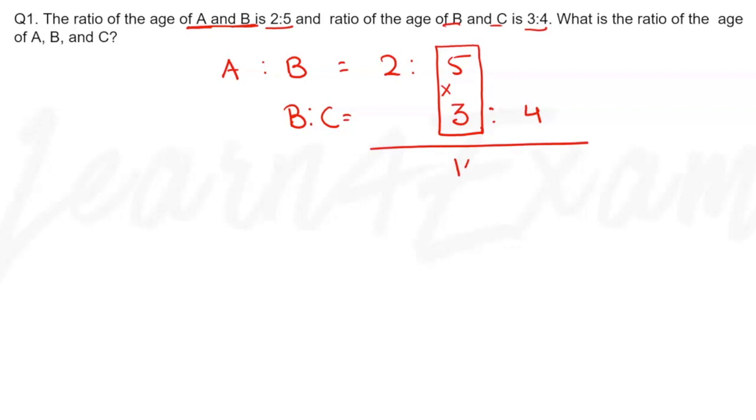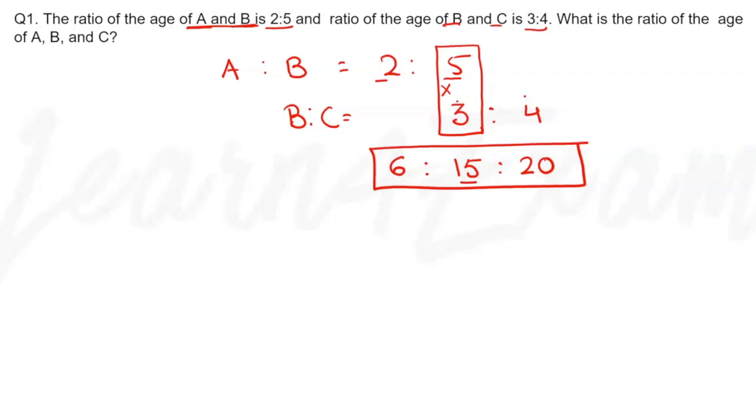I get 15. Now we know that the ratio of A is to B is 2:5. So if B is equal to 15, A would be equal to how much? 6, right? So we multiplied both by 3. And similarly, we multiply 3 and 4 by 5 each to get 15 for B and the remainder for C. So if you multiply 4 with 5, what do I get? I get 20. So the ratio between A, B and C would be equal to 6:15:20.